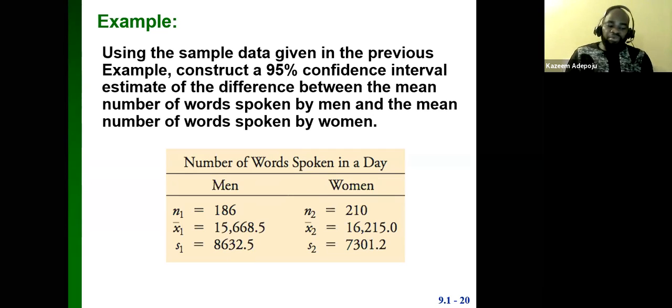So we actually want to construct a 95% confidence interval estimate of the difference between the mean number of words spoken by men and the mean number of words spoken by women. That's exactly what we want to do.